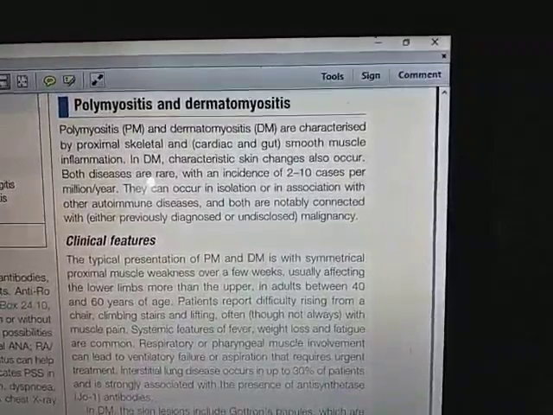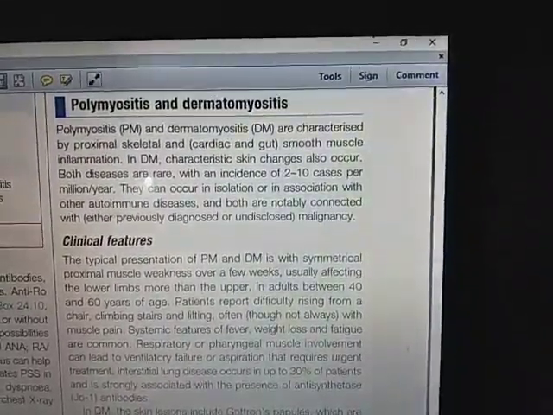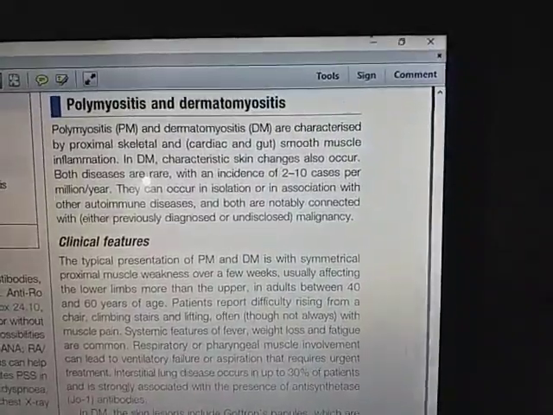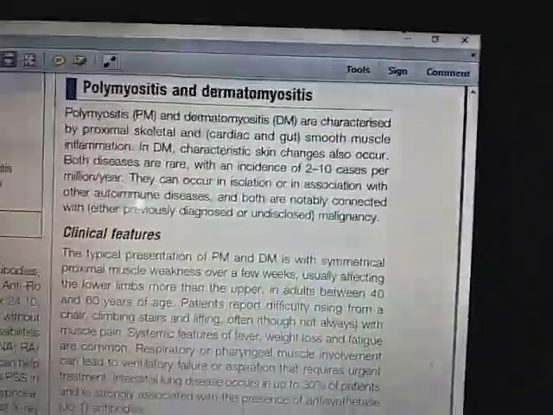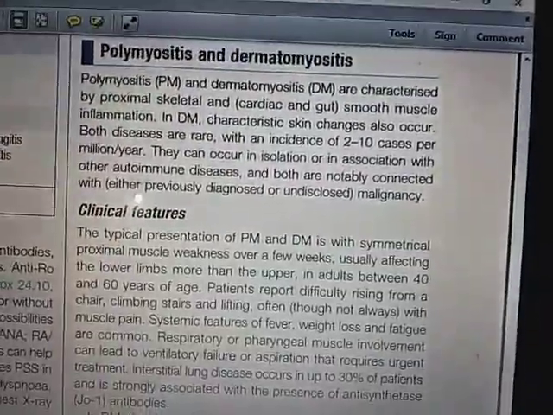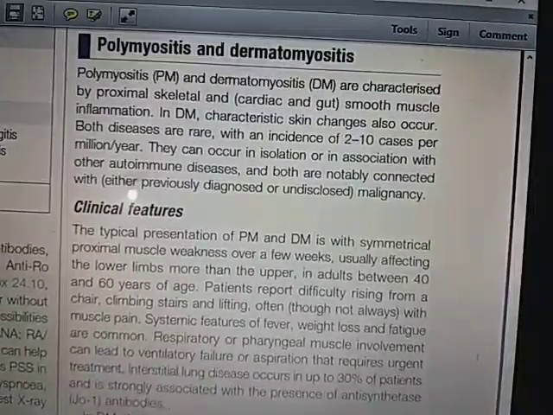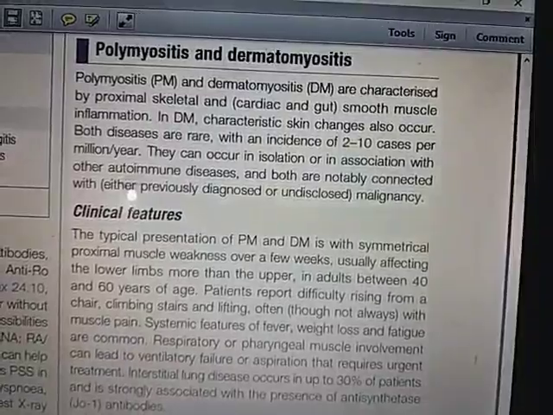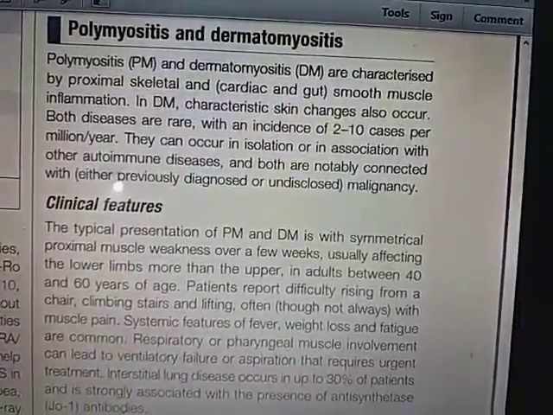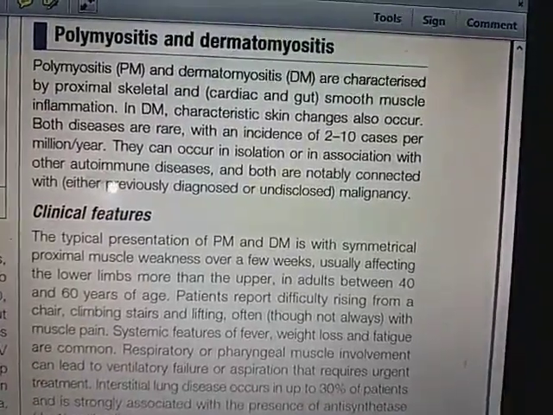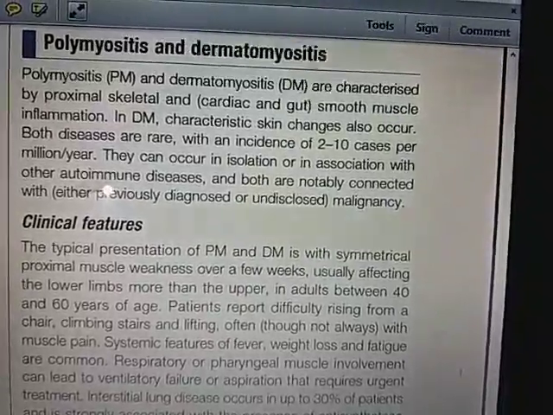So muscle weakness is a marker of disease activity. In dermatomyositis, in addition to skeletal muscle features, we have skin lesions, including Gottron papules on the proximal and distal interphalangeal joints, violaceous papules in the proximal and distal interphalangeal joints.